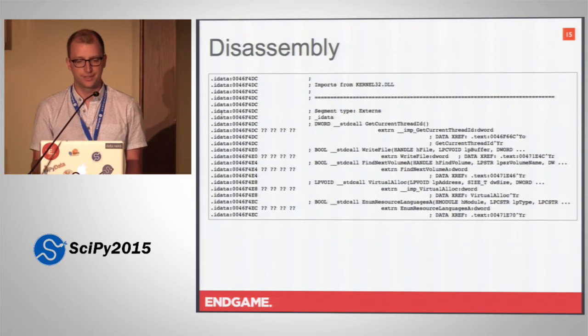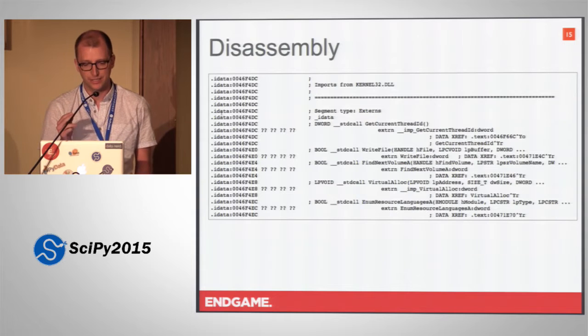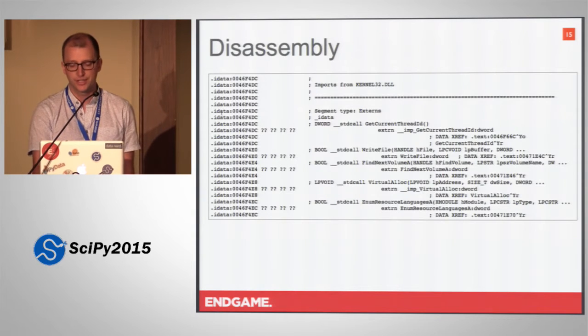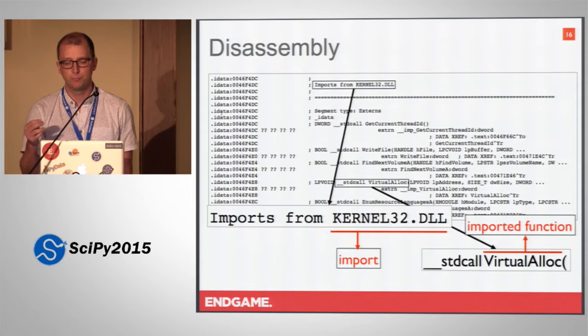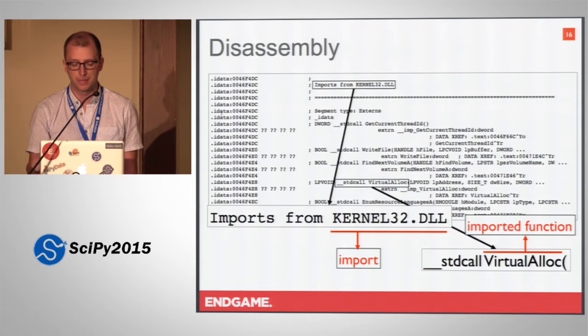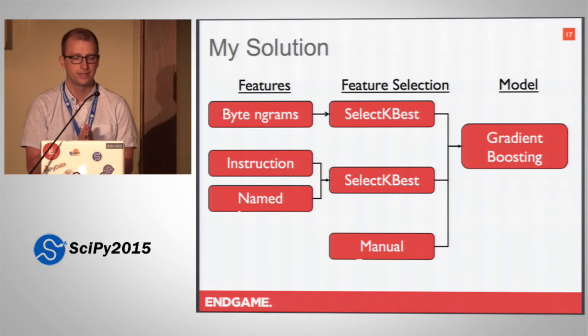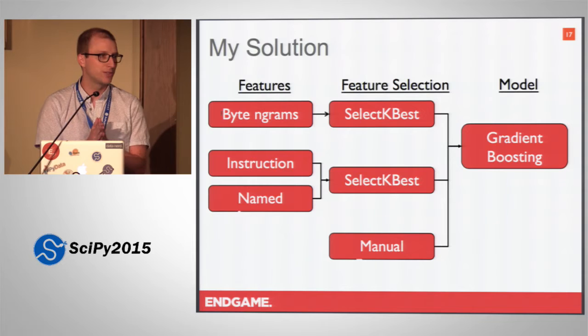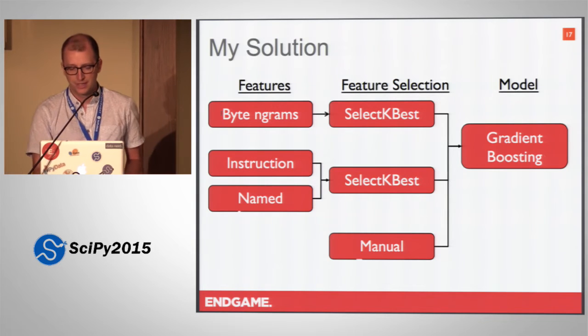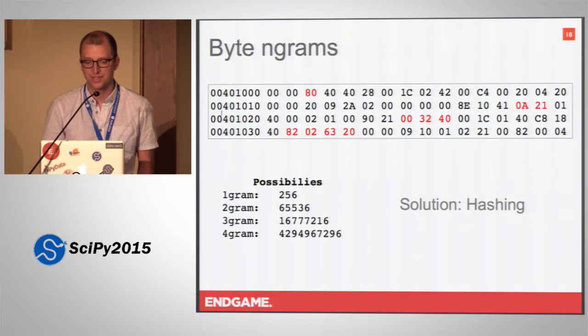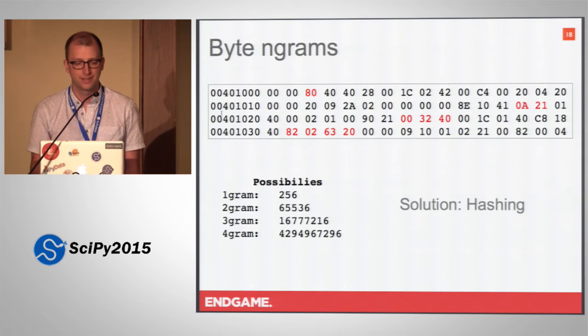Scrolling farther down in this example disassembly file, we get to the idata section, and this shows you what common Windows libraries are being imported by this sample and what imported functions they're using. So what can we do with all this data? This is a data flow schematic of what my solution was, and then I'll go into detail about how I implemented each of these boxes in these coming slides.